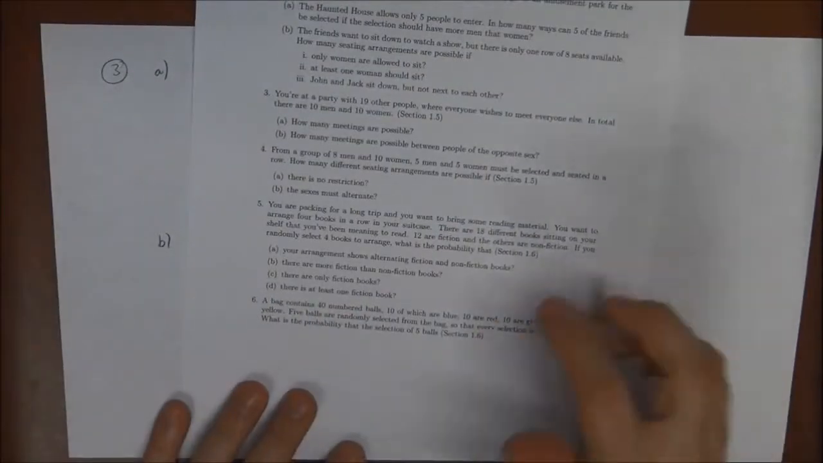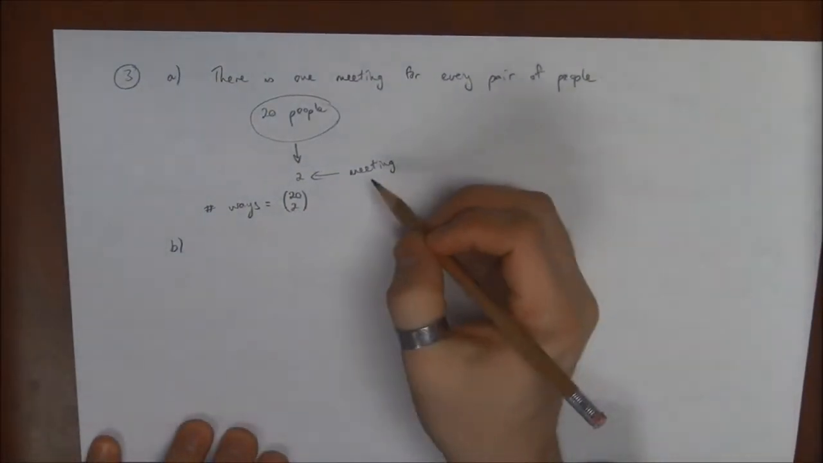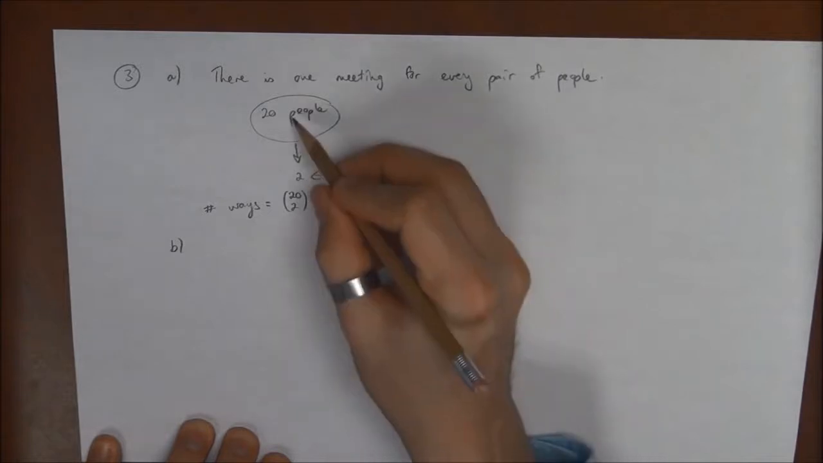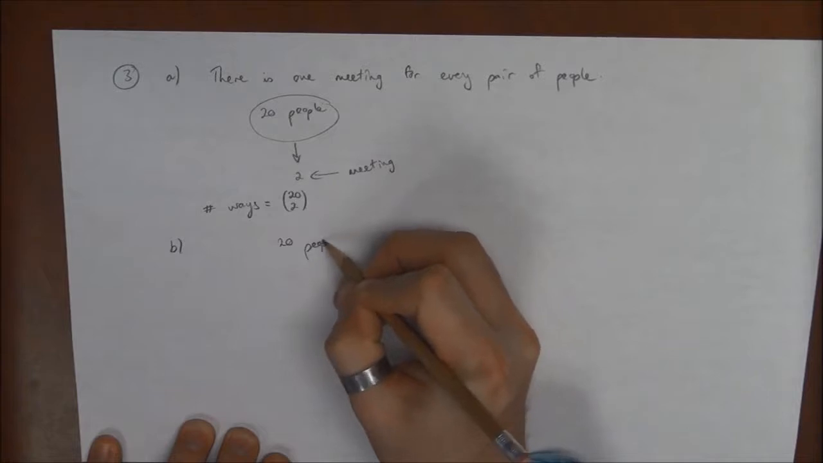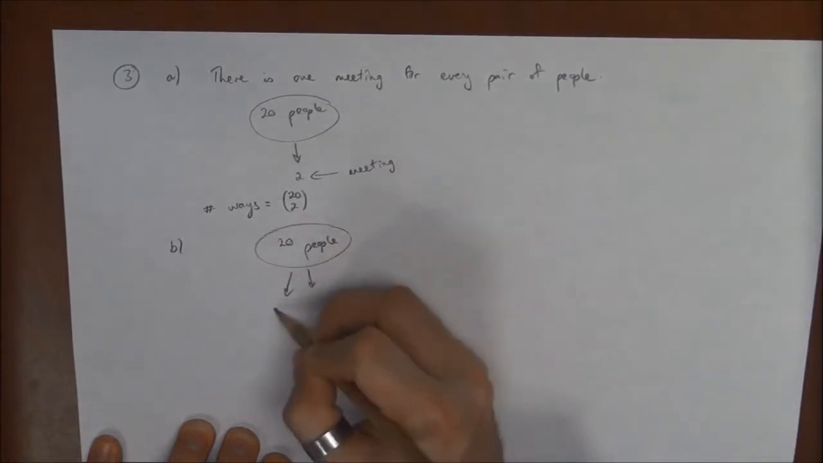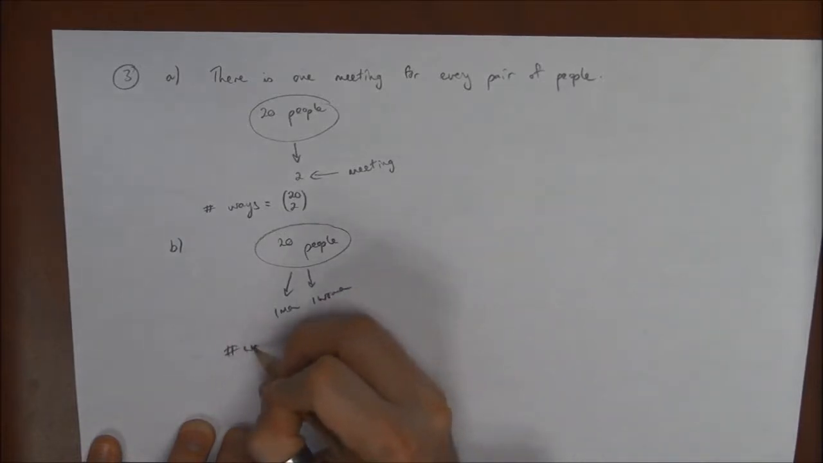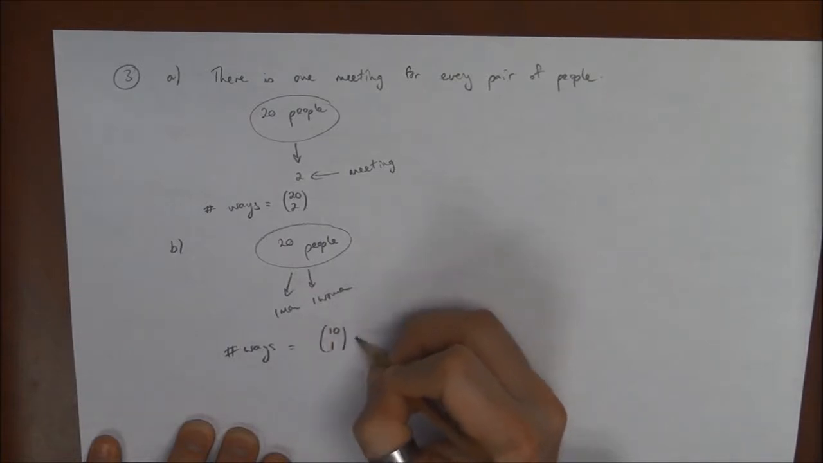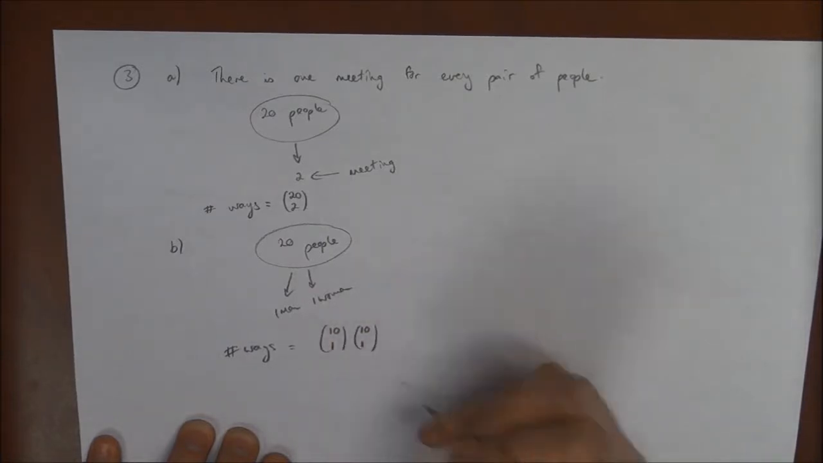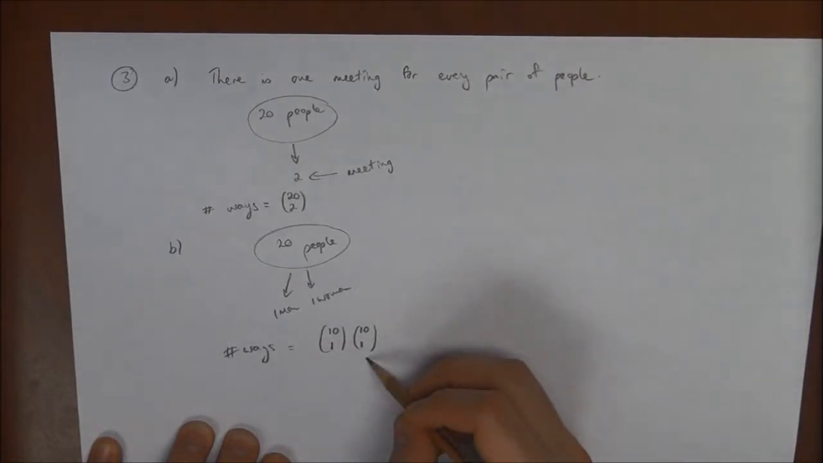And B, they say how many meetings are possible between people of the opposite sex, so men and women. Again, now you have 20 people, you want to select 2, but you want to select 1 man and 1 woman. How many ways can you do that? Well, I have 10 men, choose 1, 10 women, choose 1, done. Step 1, choose a man. Step 2, choose a woman, and you're done.